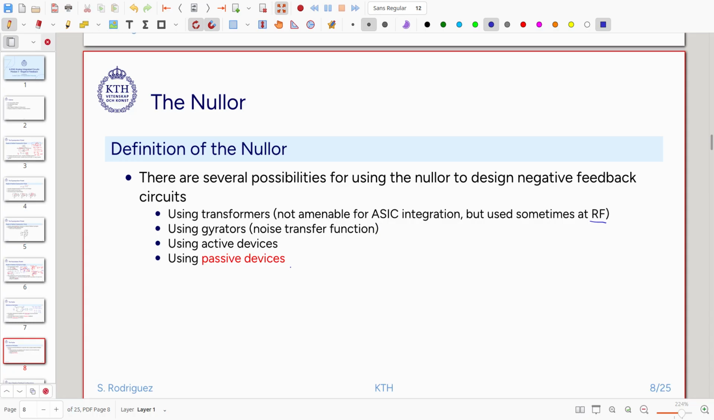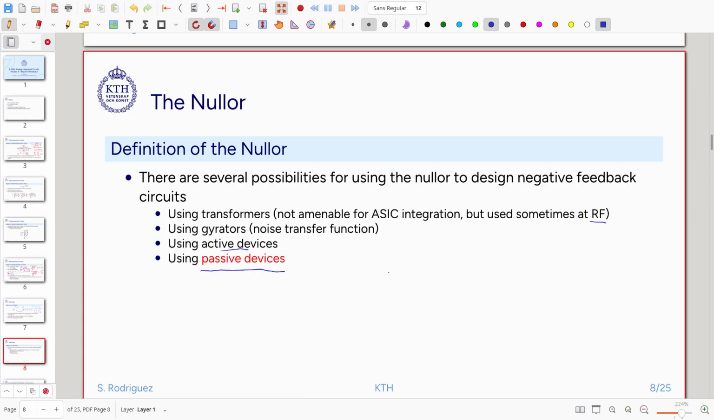We can use active devices, transistors, to implement the negative feedback. So this is one possibility. But most of the time you will see that negative feedback systems include passive devices, and the reason for that is that passive devices are intrinsically linear components. Resistors, capacitors, inductors are much more linear than active devices.